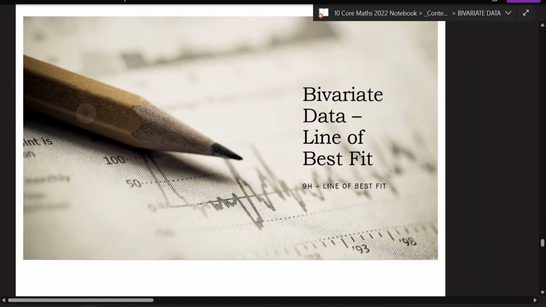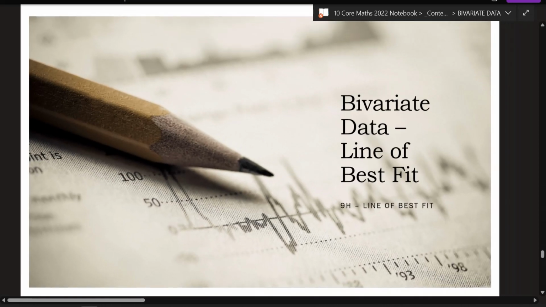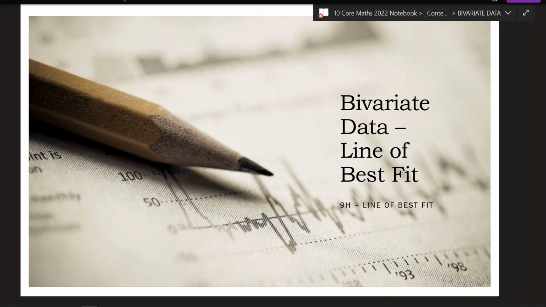So we are up to the last chapter for bivariate data, which is great. In year 11, if you can remember everything we learned in bivariate data, year 11 should be really easy for you. I'm talking about your algebra stuff, your equation stuff. All of those are going to be important still. Make sure you remember it.